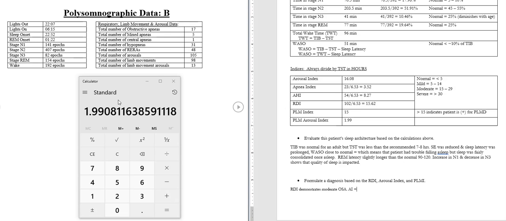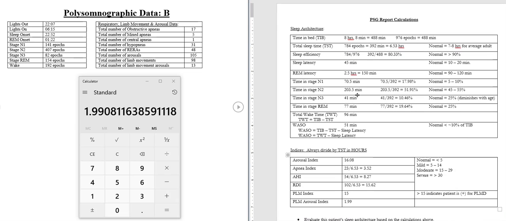AI equals that the patient had moderate sleep fragmentation, and positive for the diagnosis of PLMD because their PLM index is 15 or greater, and it is. So they are right on the cusp of being positive for the diagnosis of PLMD.